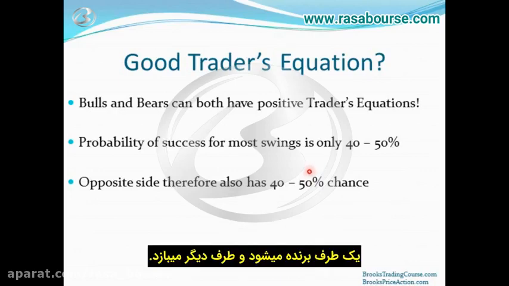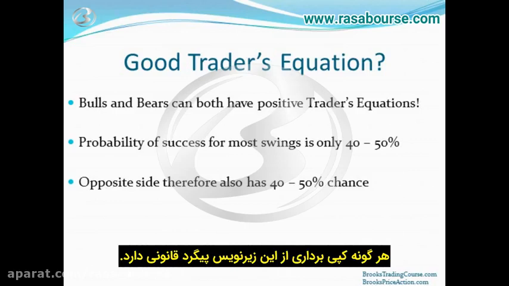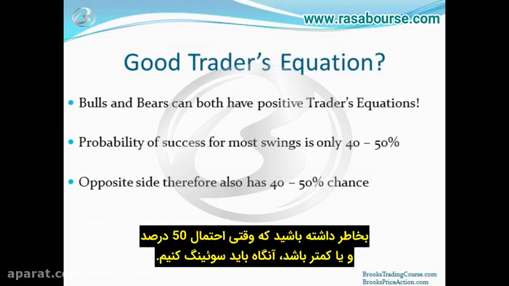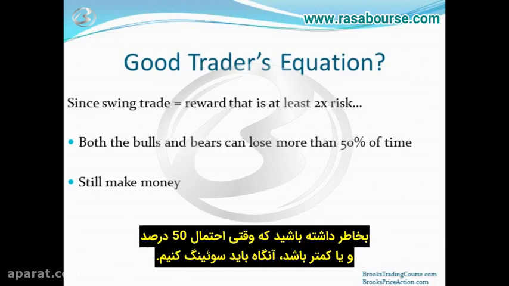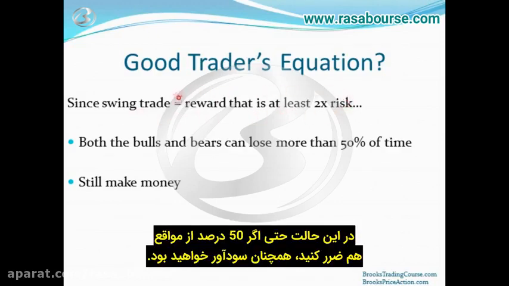One side will win, the other side will lose, but if they manage their trades correctly and the situation comes up 10 times in a row, both will end up winners. Remember, you're going for a swing trade. When your probability is 50% or less, you have to be going for a swing trade. You have to be going for a reward at least twice as big as your risk. And if you do, even if you lose more than 50% of the time, you'll still make money.